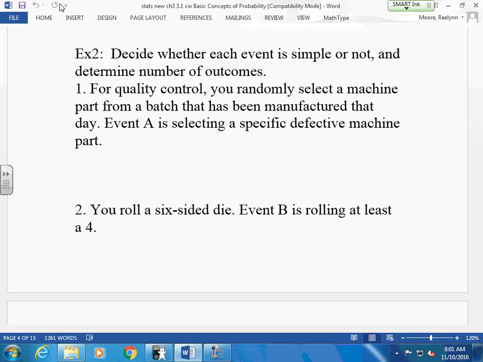Event number 2 says you roll a 6-sided die. Event B, they just labeled the event that they want you to do. Event B says roll at least a 4. So what could you roll? A 4, 5, or 6. So that's not a simple event. If I just said what's the probability of a 4, you're good. Roll me a 4. But if you roll at least a 4, that says you can get any of those. It's like a complex one or a compound one. It's not a simple event. So very, very basic. If you take a look at the try it ones, we'll hit those real fast.